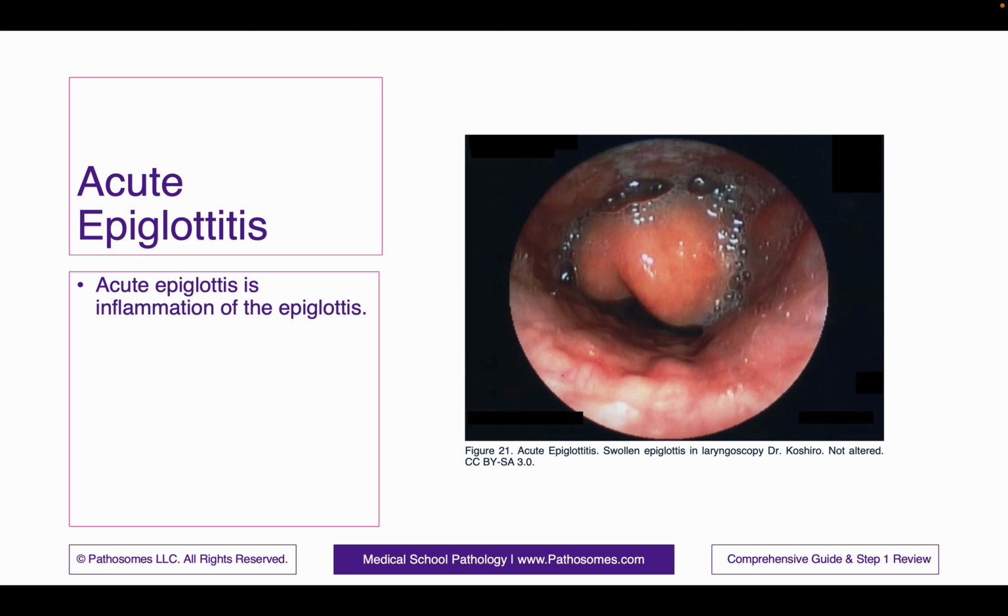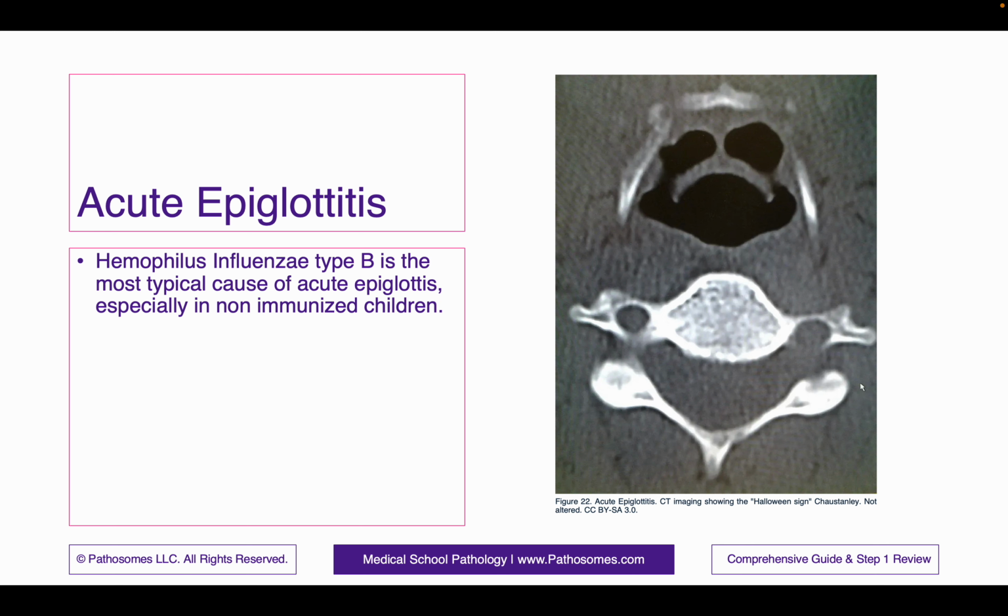Now remember, acute epiglottitis is the inflammation of the epiglottis. Haemophilus influenzae type B is the most typical cause of acute epiglottitis, especially in non-immunized children. There is a buzzword associated with acute epiglottitis called the Halloween sign. You might see that sometimes.